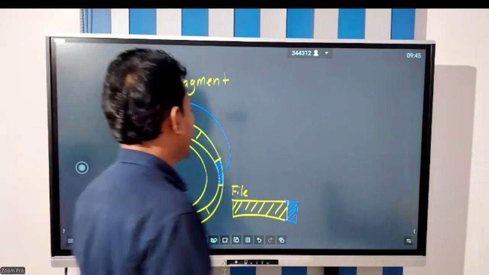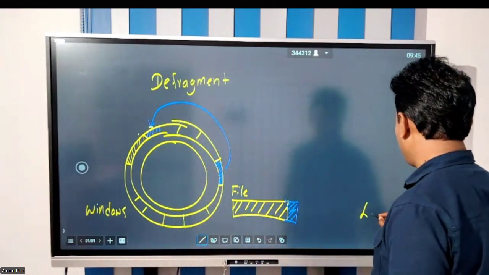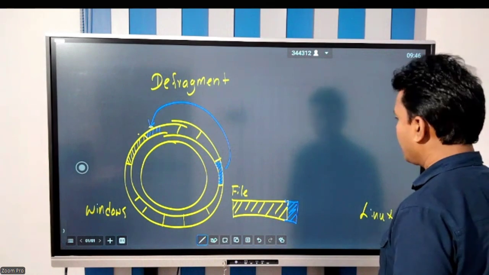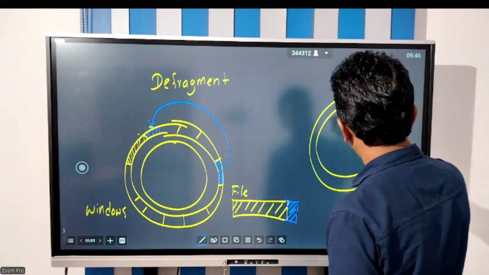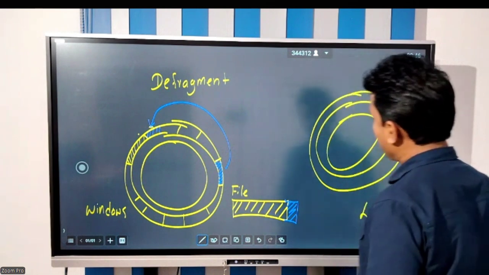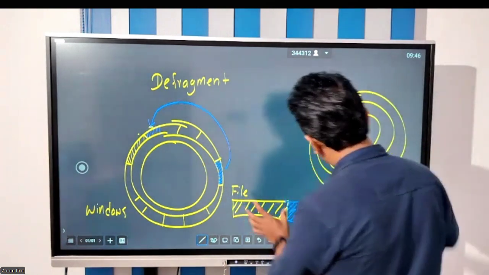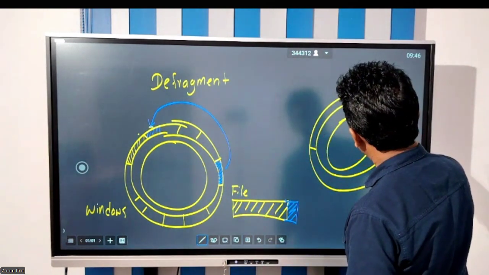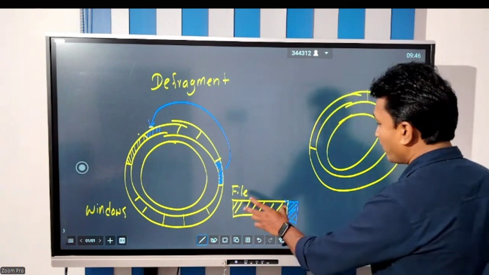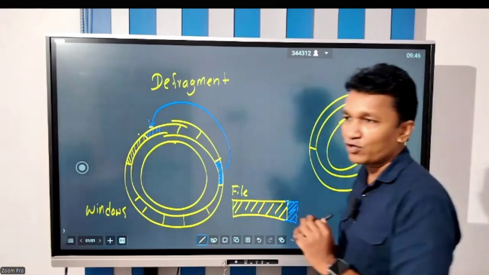Right? So what will happen in the Linux operating system? Linux operating system, right? So once we create a file, it will allocate a space for this file, but not the same size as the original file.